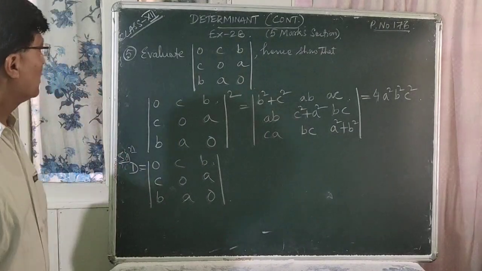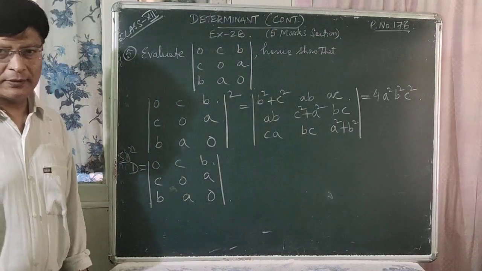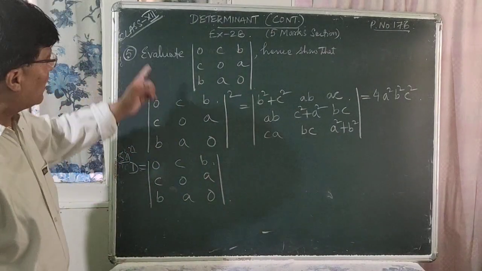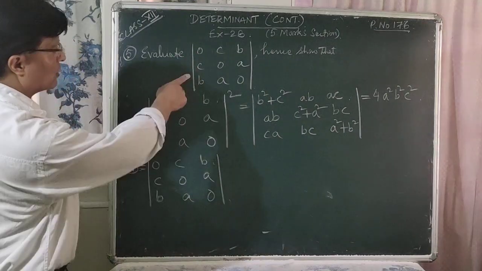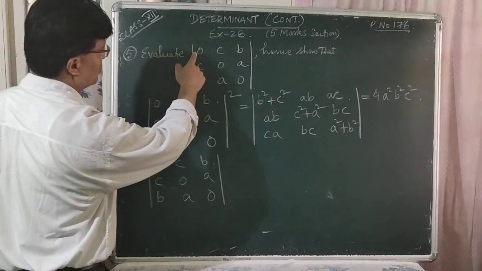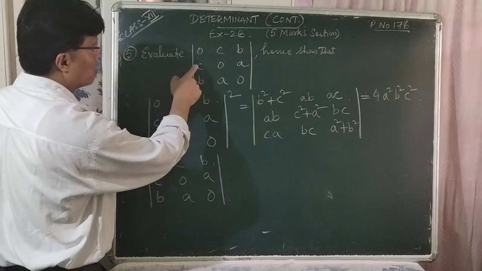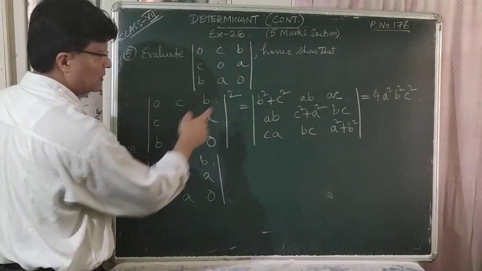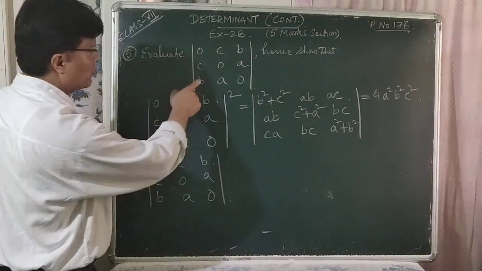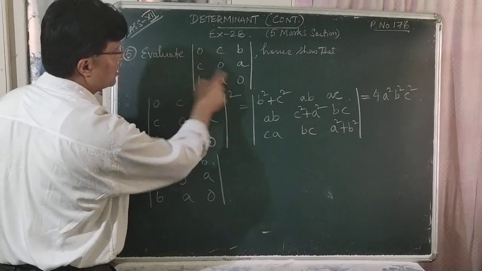So now let's do question number 5. The question is: evaluate. This is the third order determinant. First row 0, c, b; second row c, 0, a; third row b, a, 0.